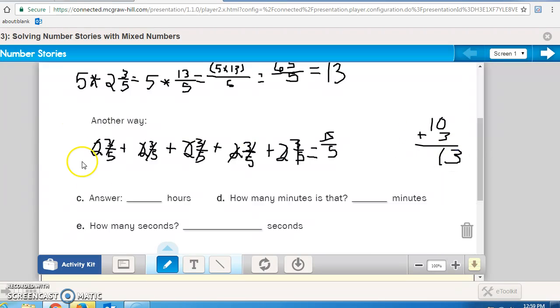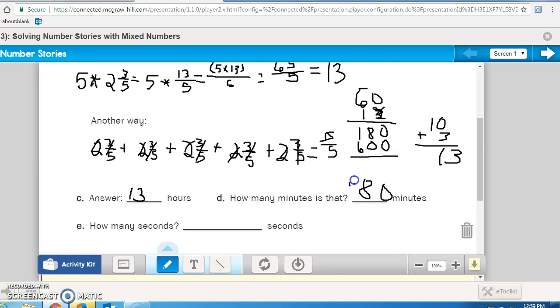So how many hours is it? 13 hours. How many minutes is that in all? Well, I'd have to take 60 times 13. Whatever method you want to do. 3 times 0 is 0. And 3 times 6 is 18. I'm done with the ones place, so I'm going to eliminate it. So I got to put a 0 there. 1 times 0 is 0. And 1 times 6 is 6. So when I add those together, I come up with 0, 8, 7.